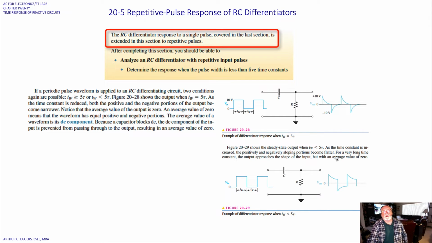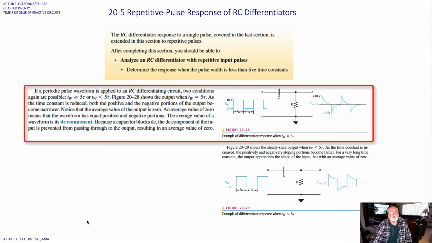Just like we did before with the single and then moving into the repetitive, we're going to look at the repetitive pulse response now of RC differentiators, just like we did for the integrator. So the RC integrator response to a single pulse that we just covered is now extended to repetitive pulses, and you'll see that essentially the logic is the same. If a periodic pulse waveform is applied to an RC differentiator circuit, two conditions again are possible.